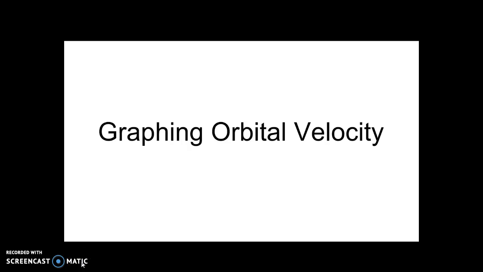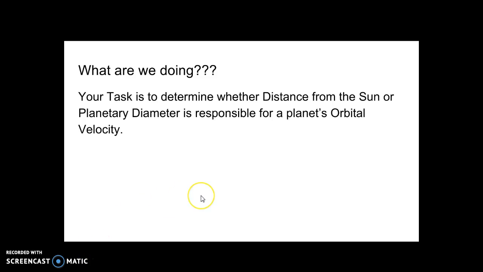This is how you're going to set up and conduct your graphs for the orbital velocity graphs. Please notice you are making two graphs. One of your graphs is going to be about distance from the sun and orbital velocity. The other will be about planetary diameter and orbital velocity.